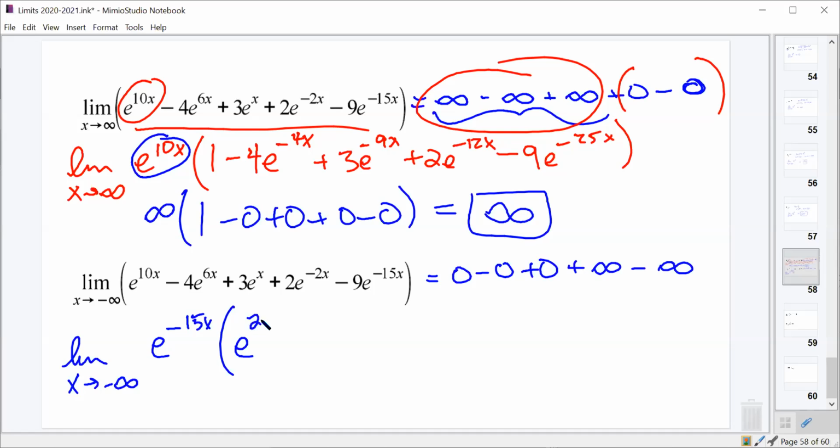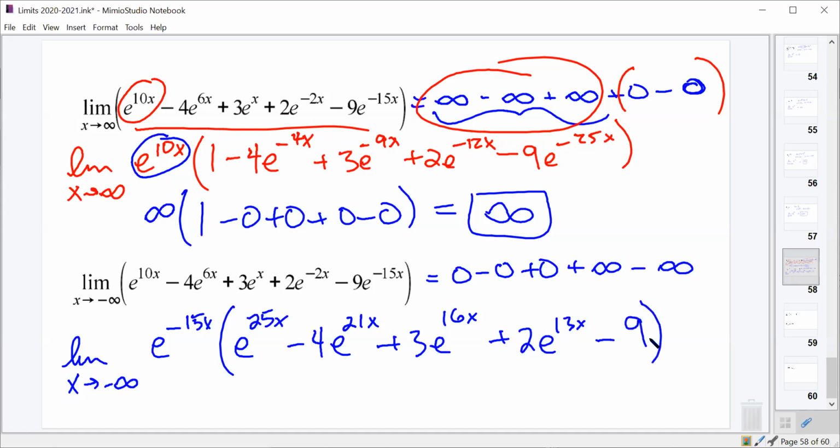E to the 25x, right? Because this exponent plus the 25 has to equal 10. So then what about the next one? Minus 4e to the negative 15 plus what gives us 6x? 21, right? And this next one should be plus 3e to the 16x. And the next one should be plus 2e to the 13x. And this last one should be minus what? Minus 9. Good. And now if I plug in negative infinity for e to the negative 15x, what do I get?